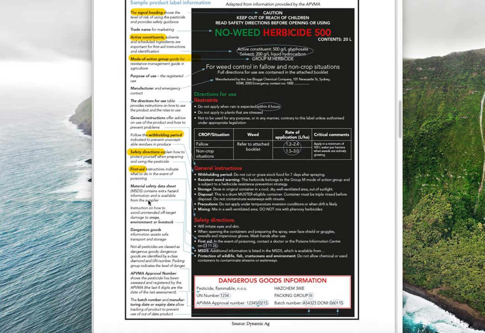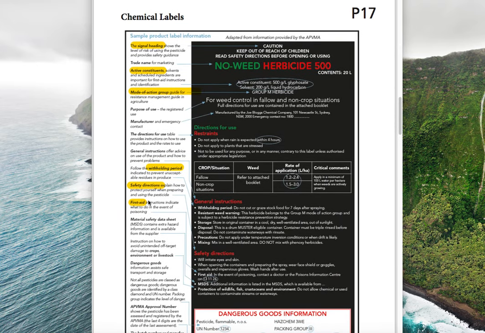This is what a chemical label typically looks like, and this is from the Dynamic Ag textbook. The key things here are the things that I've highlighted. So we have the signal heading, it's caution or warning. The word changes depending on how dangerous the chemical is. The active constituents down here are the things that actually do the work and that actually kill the pest or insect or the plant or whatever it might be.